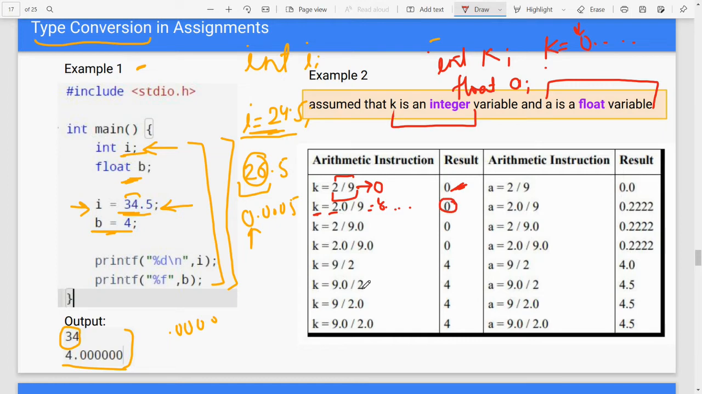Now let's focus on this particular thing, 9 divided by 2, which is 4. Why is it 4? Because both are integers. So k is 4 only, and 9 divided by 2 is 4.5, but since k is defined as an integer, int k, that's why this happens. So guys, are these things making sense to you, how these particular things are getting converted because we have defined k as an integer and a as a float?